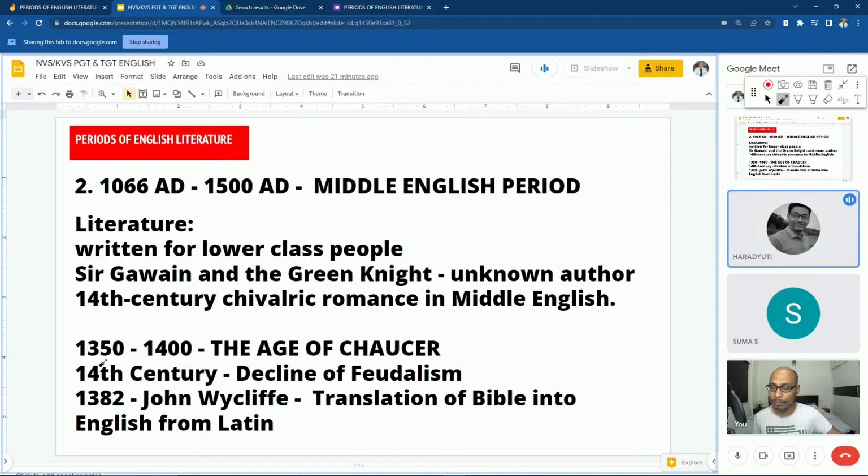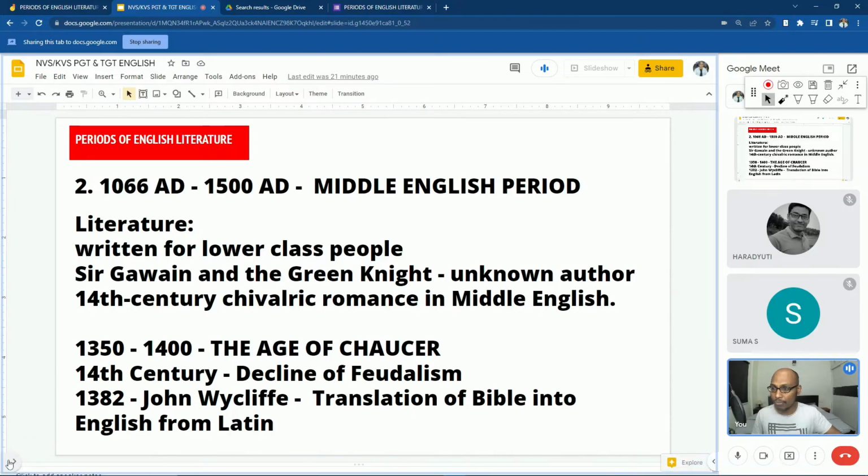This is 1350 to 1400. In examination, they may ask you a question, the age of Chaucer, and they'll give you 4 options. 1350 to 1400 is the age of Chaucer, and the birth of Chaucer is 1340. So you have to remember this little difference in the information.